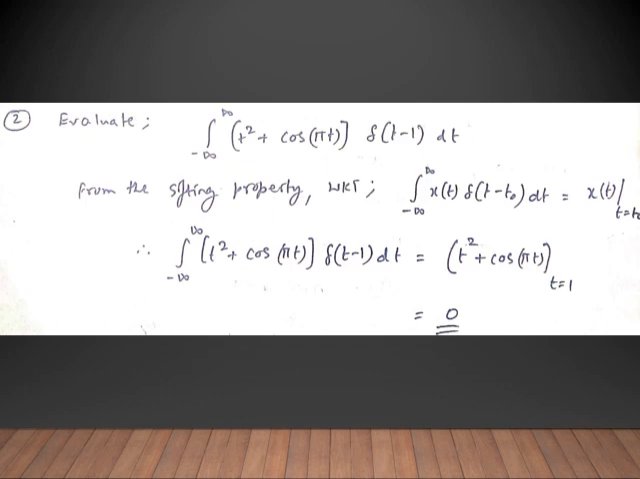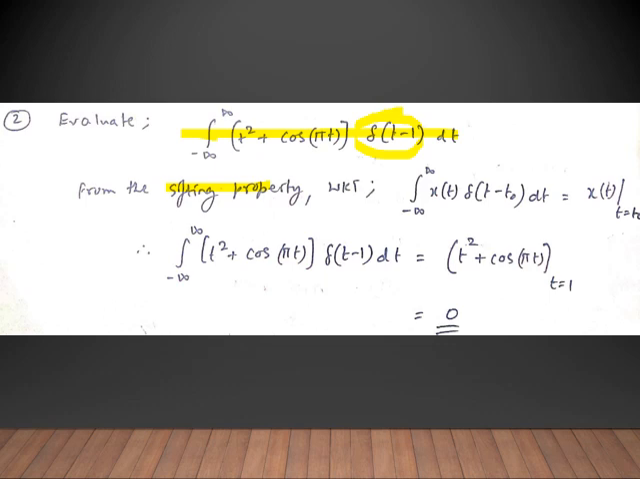It says to evaluate the integration from minus infinity to infinity of t square plus cos pi t with delta t minus 1 d tau. So I just need to find the answer for this. We already know one condition with respect to the impulse function, that is delta t minus 1. With respect to that, we know the shifting property, and it says the integration from minus infinity to infinity with respect to x of t.